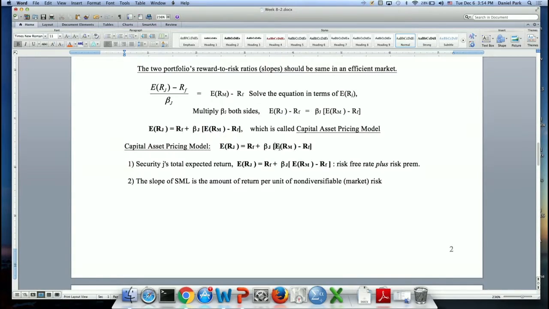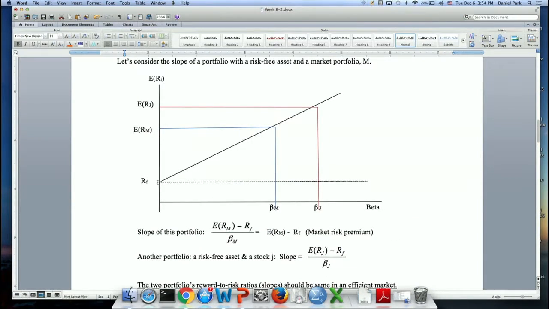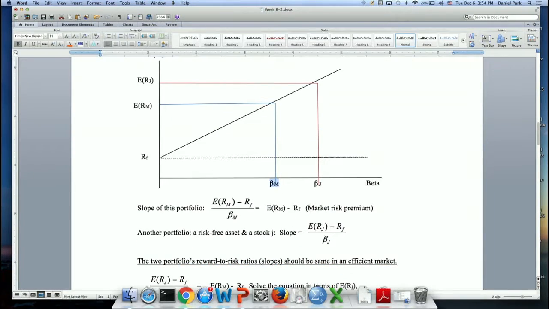So inside here, take a look: ERJ minus RF. Another way, taking market beta, or 1. Market beta is 1, right? Taking market risk, how much additional return can you get? That's what we call the risk premium, for taking more risk. No risk here, but you take this much risk. So taking more risk, you have this much additional return, that's the risk premium. But specifically, this one is from the market. So we call this the market risk premium, ERM minus RF.